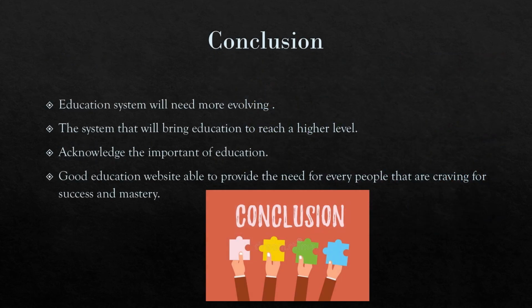In conclusion, the education system needs to be more involved because the generation has been changing every time and every step of the evolution of humanity is always growing and different. So the new knowledge that we have right now needs to continue growing and changing. And with this system, it will help to bring education to a higher level. In making this report, we acknowledge the importance of education, and we know that a good education website is able to provide what every person needs to get success and mastery in their life.